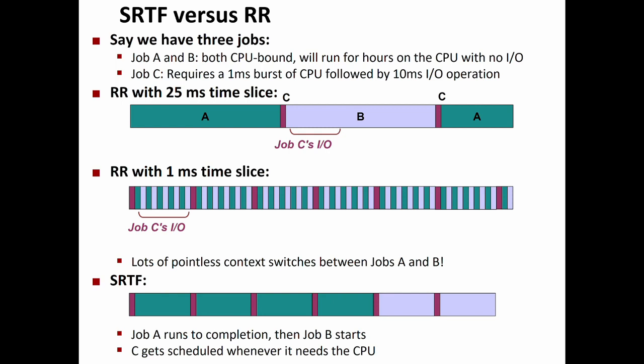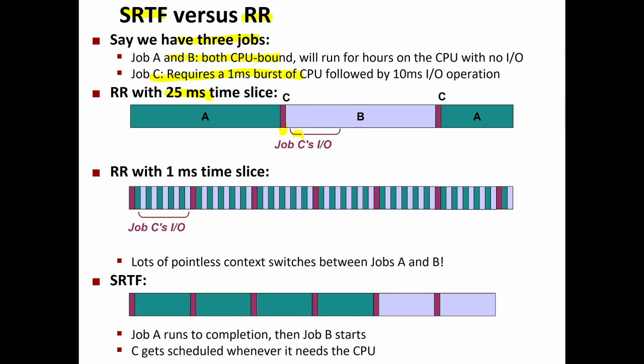Now let's compare these different scheduling algorithms. First, let's compare shortest remaining time with round robin. Let's say that we have three jobs, and jobs A and B are both CPU bound, and C is a very interactive one. If we had just a round robin with a 25 millisecond time slice, then A would run for 25 milliseconds, and C just needs 1 millisecond, so it will do its 1 millisecond, and after that we'll switch to B for another 25 milliseconds.